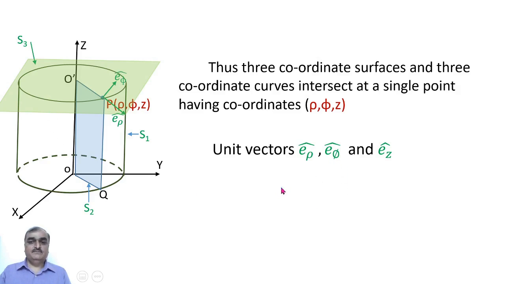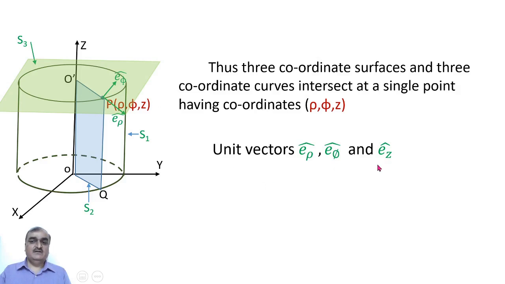Then the second unit vector is E phi cap. This E phi cap unit vector is normal to the phi surface. This half plane is a phi surface, and the normal to this half plane is E phi, and its direction is along the increasing direction of phi. This is the increasing direction of phi. Therefore, the direction of this E phi cap unit vector is along the increasing direction of phi.